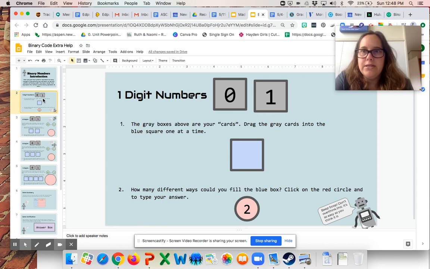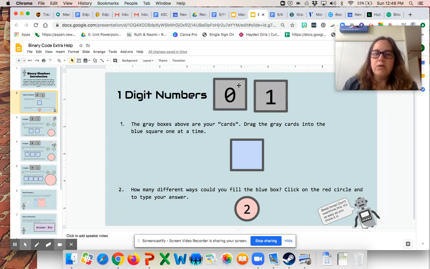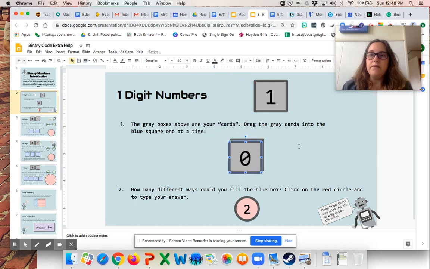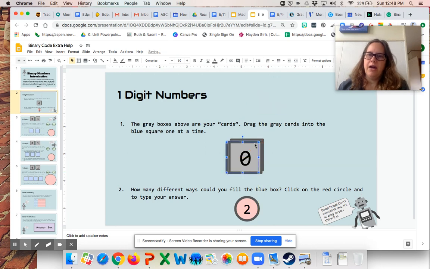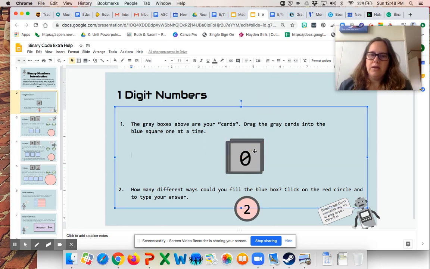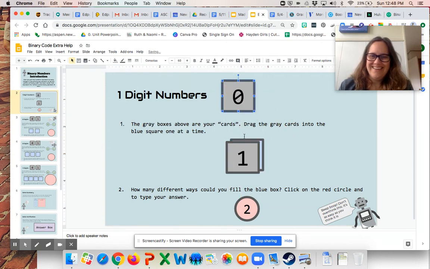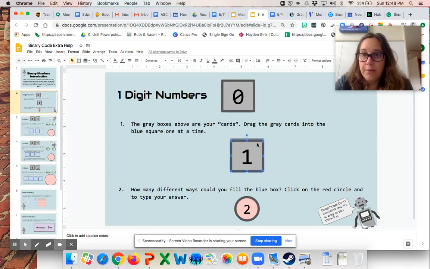So if you have a 1-digit number, which means you only have 1 numeral, in binary, you would be able to have either a 0 or a 1. On this, we have these cute little cards, and we're allowing you to drag them in, and you can see that one of the options that you would have for a 1-digit number would be the number 0. And then if I drag this one over, the other option that you would have is 1. That didn't move. Let's try that again. It would be 1. Okay? And so you have 2 options for a 1-digit number.